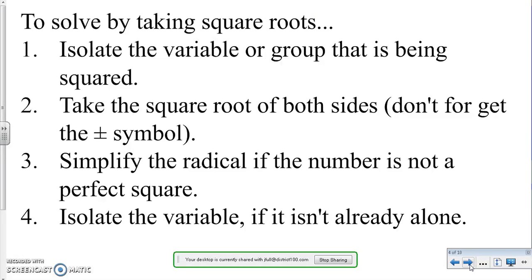Okay, 4 steps we're going to follow. First, isolate the variable or group that is being squared. Second, take the square root of both sides. Don't forget the plus or minus symbol. Third, simplify the radical if the number is not a perfect square. Okay, and we're actually going to use decimals for that. And fourth, isolate the variable if it isn't already alone. Okay, so let's go ahead and try a couple of these.